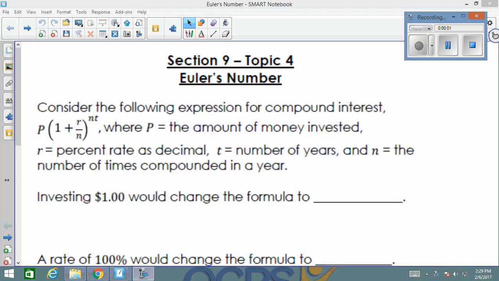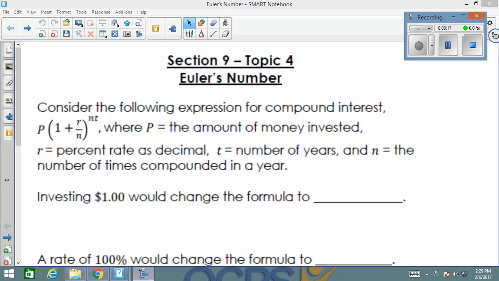Okay, so today we're going to talk about Euler's number. Euler's a famous Swiss mathematician, and he came up with something to do with compound interest. It's a formula that we used. Okay, so we have this formula: P times (1 plus R over N) to the NT.